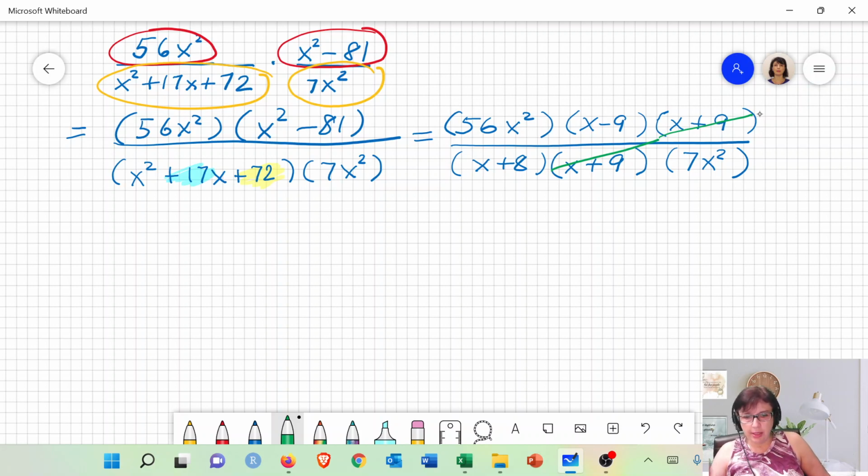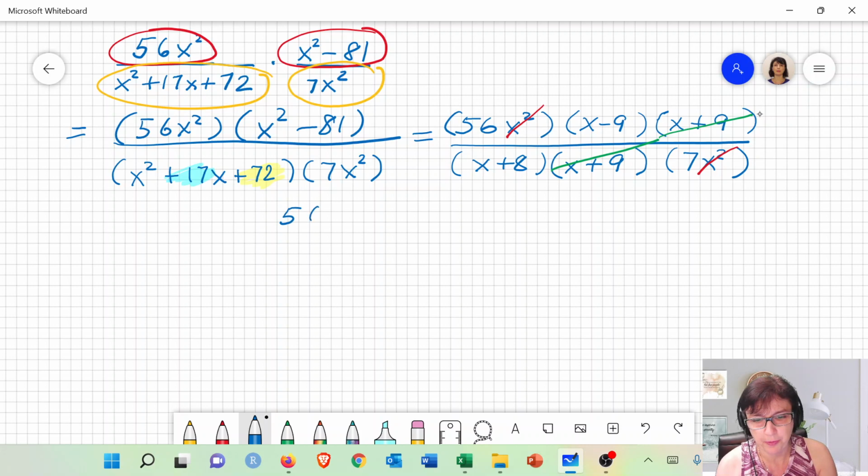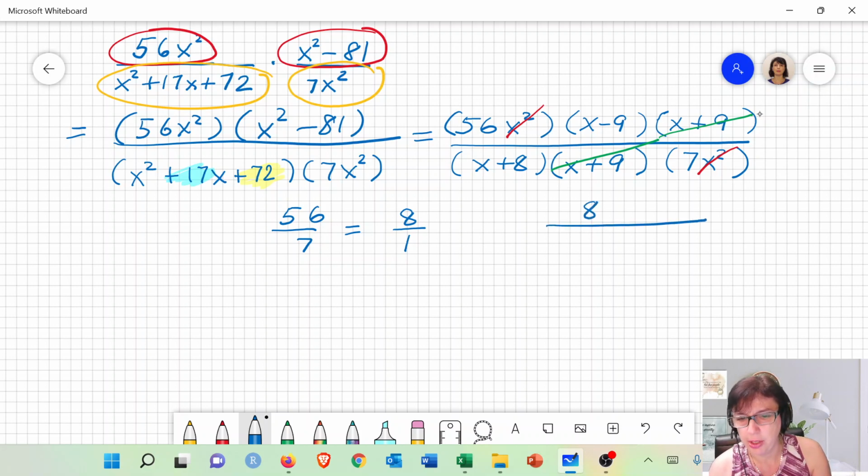Now, x squared and x squared, I can see that both of them repeat over here and over here, so I can cancel that. And then 56 and 7, you can actually just enter on your calculator and ask to simplify, and you will see that 56 is divisible by 7, so that's just going to be 8 divided by 1, which is just 8. And so 8 is going to be on the top, it's going to stay, right? So this 56 is really 8 times 7. If you think of it that way, then you will see that the 7 is canceling out, and so 8 is left.